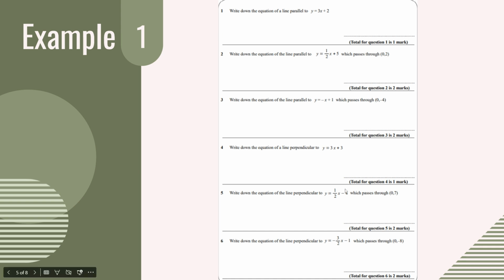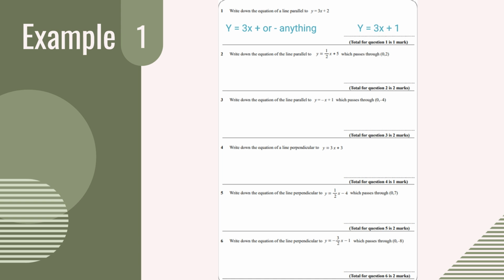So, in our first question, we're asked to write down the equation of a line parallel to y equals 3x plus 2. This can be y equals 3x plus or minus anything, because we just have that 3x. So y equals 3x plus 1 is an example.